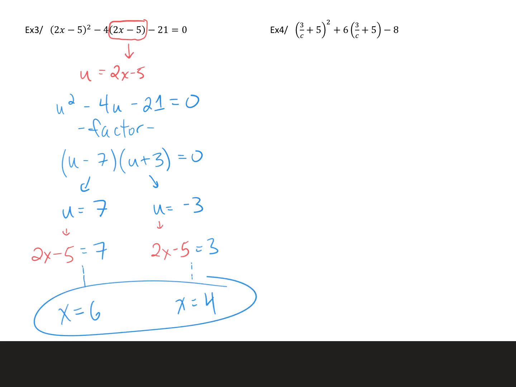Okay, so here are the answers for example 3. What happened? Well, you can have an entire binomial or set of parentheses, an entire expression, have twice the exponent of the middle term. And so when that happens, you set that entire expression equal to u and make your substitutions.